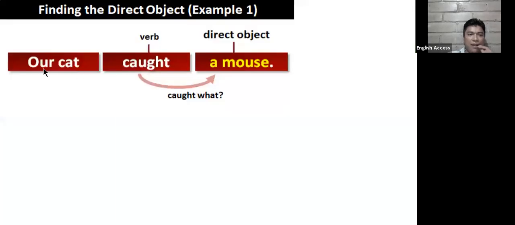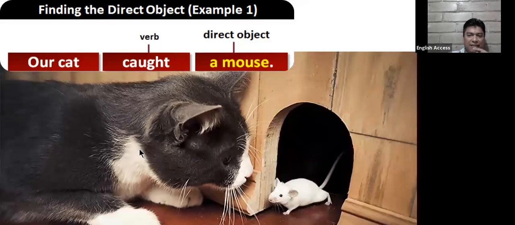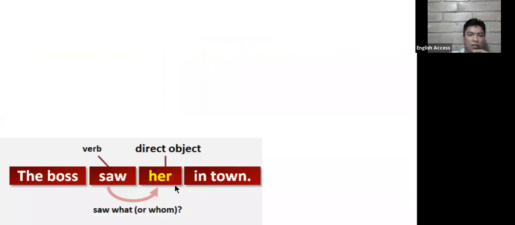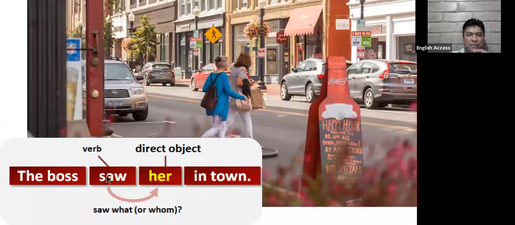Now, our cat caught a mouse. We have a direct object. This is a transitive verb. Oh my goodness, poor little mouse. And we also have, the boss saw her in town. Saw her, direct object. This is a transitive verb.